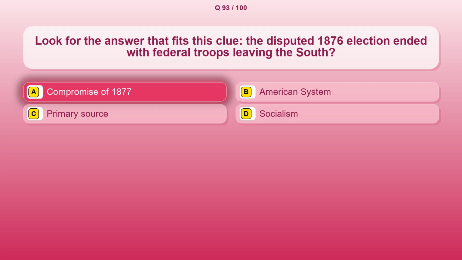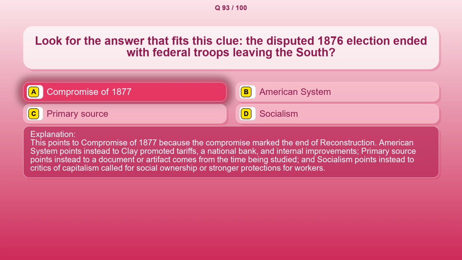The correct answer is option A, Compromise of 1877. This points to Compromise of 1877 because the compromise marked the end of Reconstruction. American System points instead to Clay promoted tariffs, a national bank, and internal improvements. Primary source points instead to a document or artifact that comes from the time being studied, and Socialism points instead to critics of capitalism calling for social ownership or stronger protections for workers.